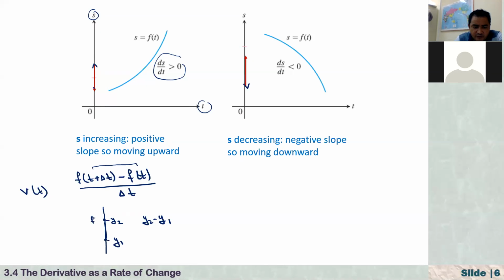Now here, f of t plus delta t minus f of t is negative, which means here we have f of t, which is greater, and here we have f of t plus delta t. So the difference is negative, and that means it is moving downward here. That's why velocity is negative. How about if our moving point is moving upward? That means our velocity is positive. As t increases, the position changes and it's moving upward.